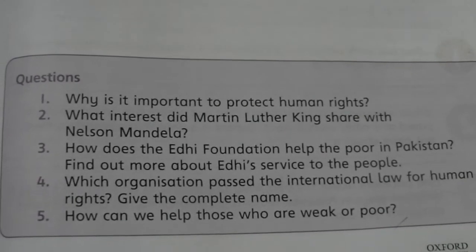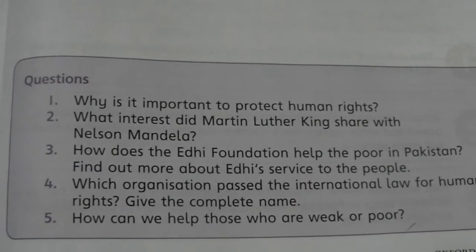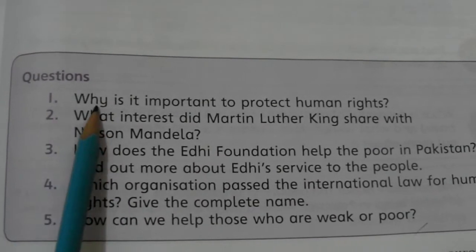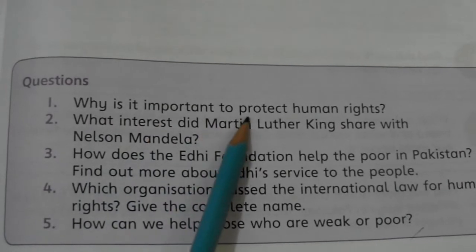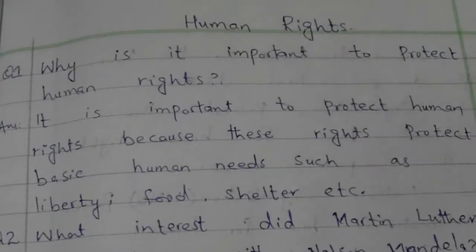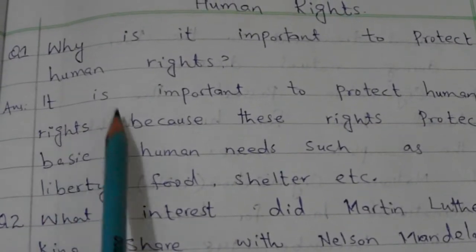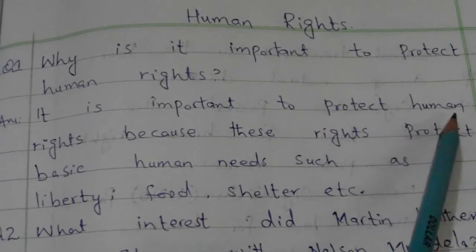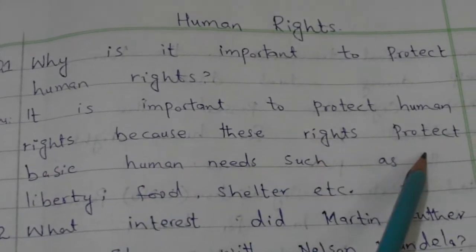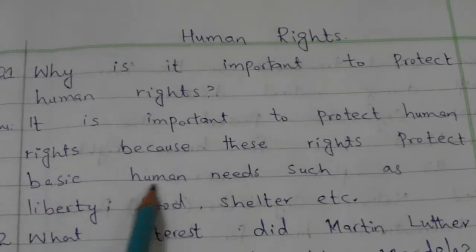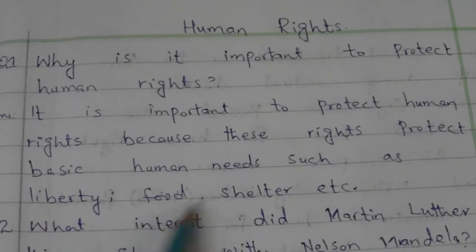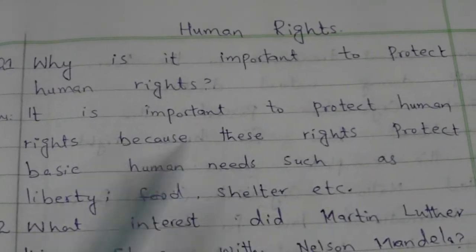Today we will do its exercise. It is page number 131. Let's start. Question number 1. Why is it important to protect human rights? And its answer is: it is important to protect human rights because these rights protect basic human needs such as liberty, food, shelter, etc.